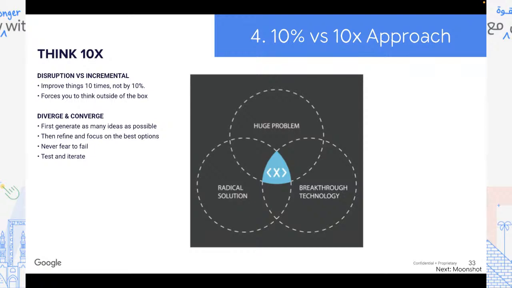But that scale of an issue, that scale of a problem that you're solving for using some radical solution, which is, again, either time-saving, sort of efficient in some way, using some breakthrough tech. So the nexus of all those three areas is like a 10x idea. And in fact, Google X, the division that we have, is literally just focused on these 10x problems that we're trying to solve for.